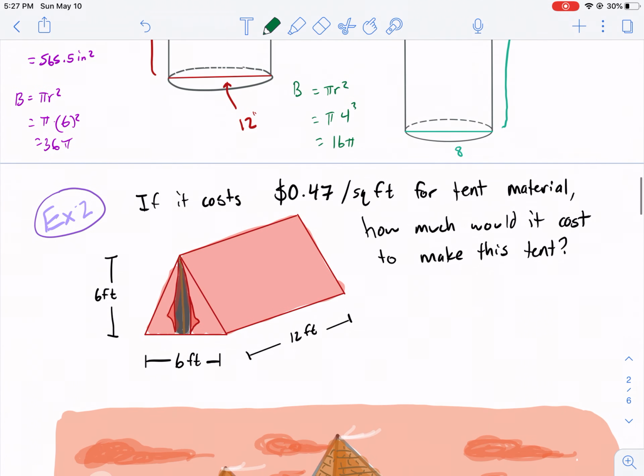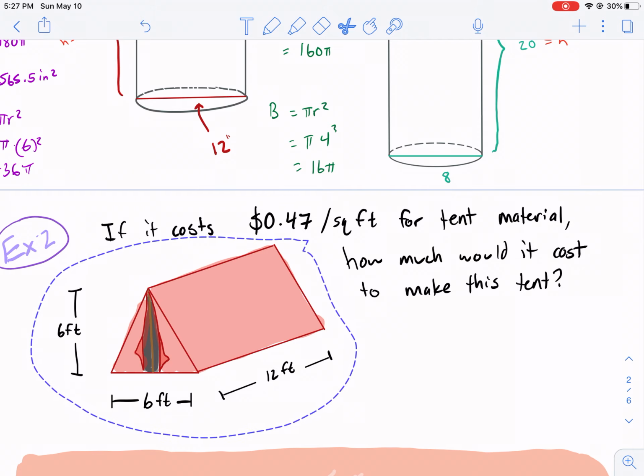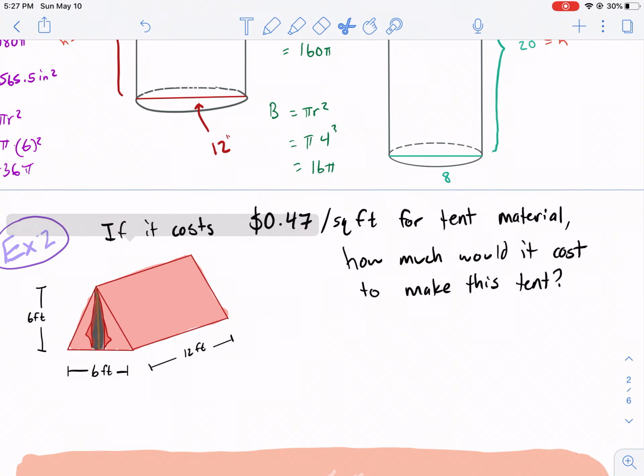Now moving on to a triangular prism problem. Hopefully we can have enough space here. I'm going to shrink this up just a little bit to give us more space. I'm going to shrink this also.